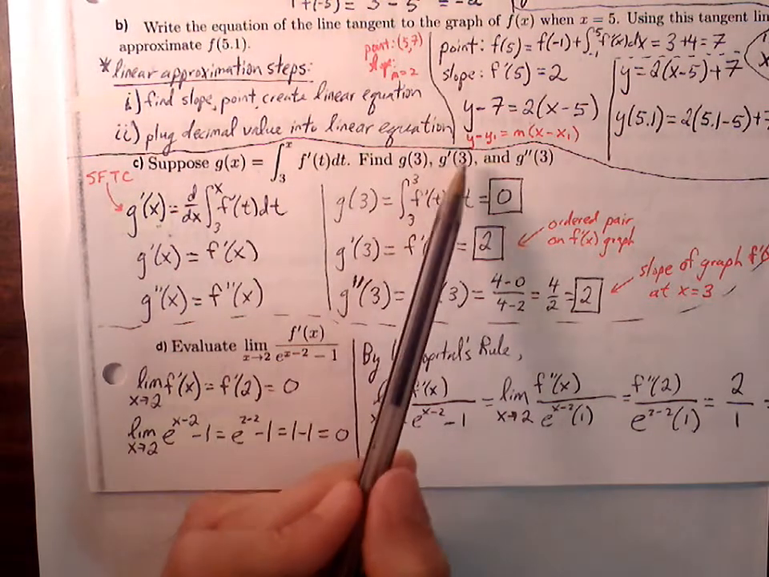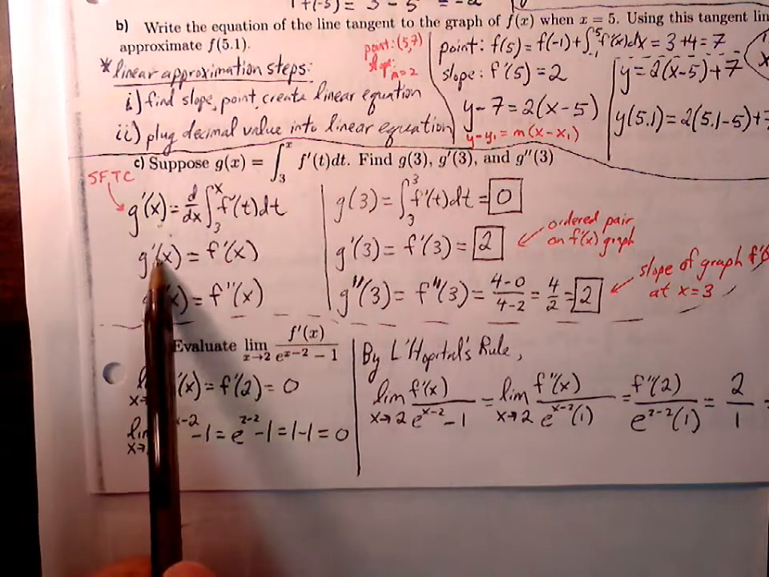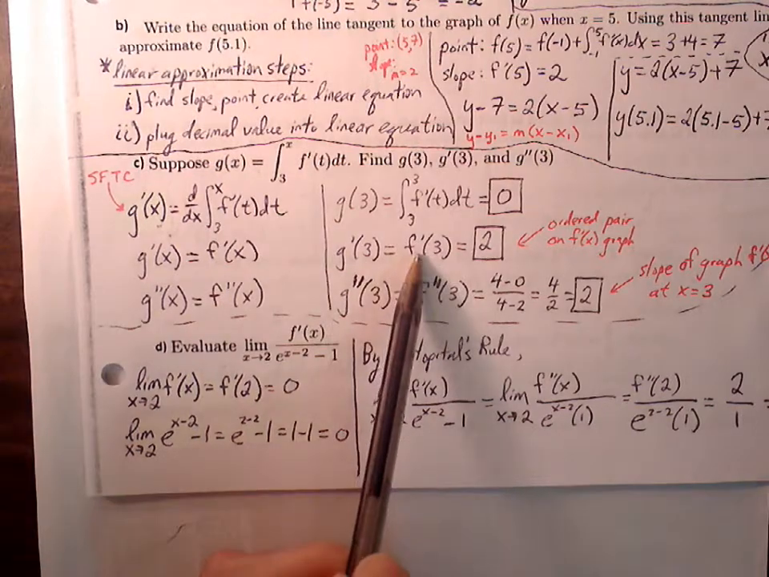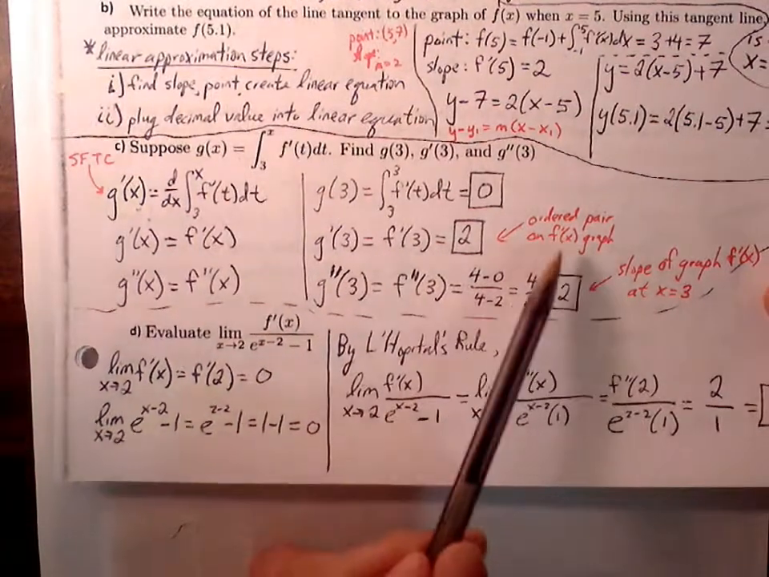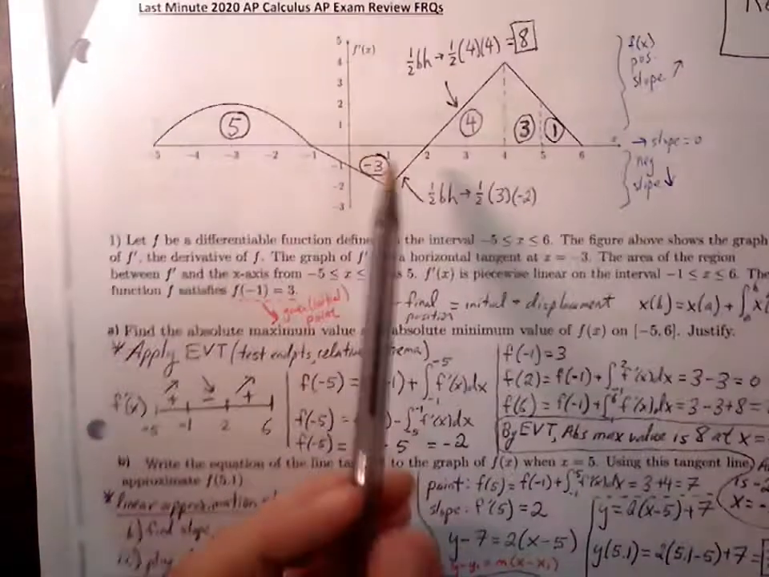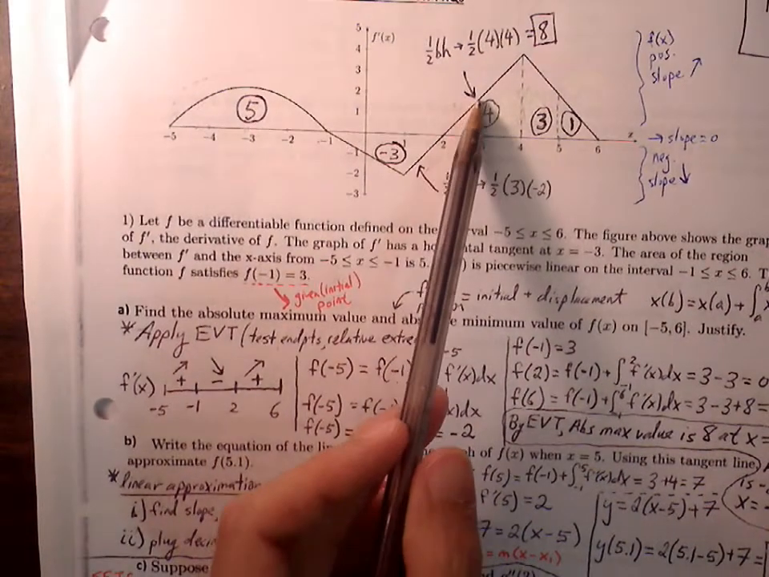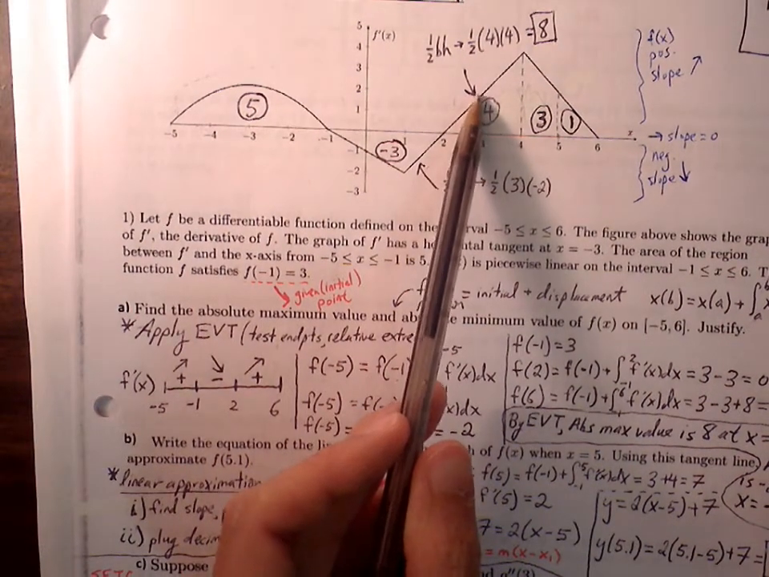Okay. All right, moving on to g prime of 3. G prime of 3 is just f prime of 3. F prime of 3, we can look at the ordered pair on the f prime graph. So f prime of 3 is just going to be equal to 2. That's ordered pair 2 sitting right there.